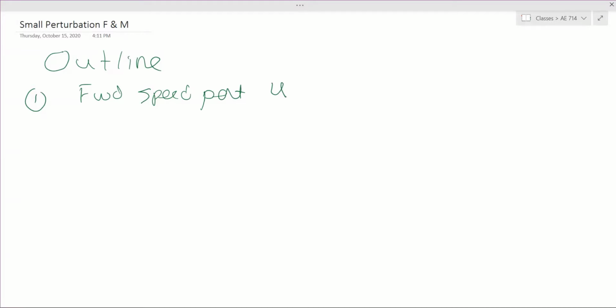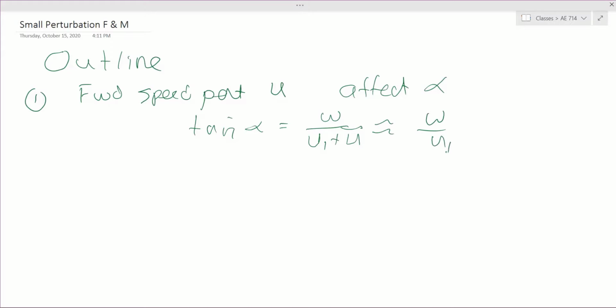So the first question, we know alpha affects the forces and moments, so does this affect alpha? And we're talking about little alpha, the smaller perturbation. So what's the full-blown deal of alpha? It was W over U1 plus little u, right? And so you say, well, yeah, little u does affect alpha, but remember we made some approximations. So with that approximation, this forward speed perturbation really doesn't impact angle of attack very much. So why do we include it in the list?